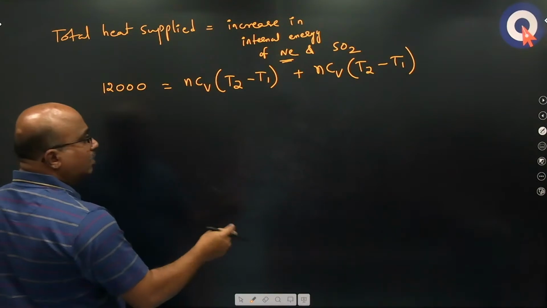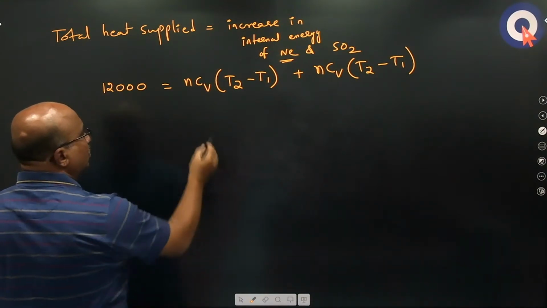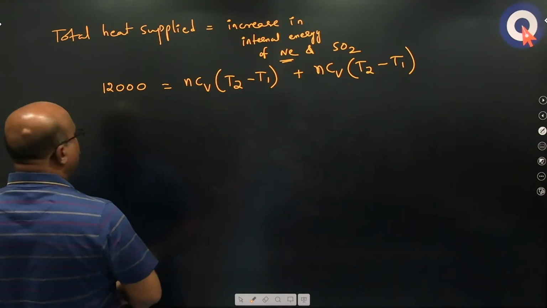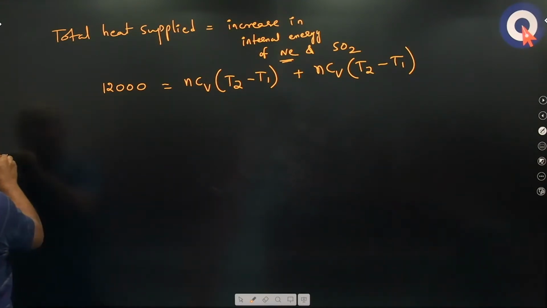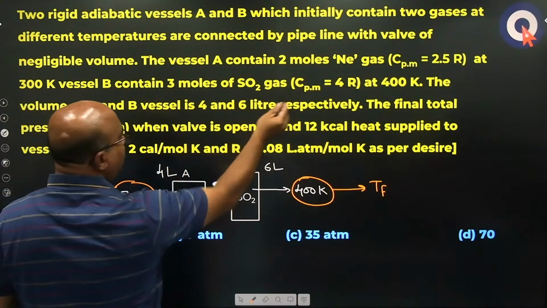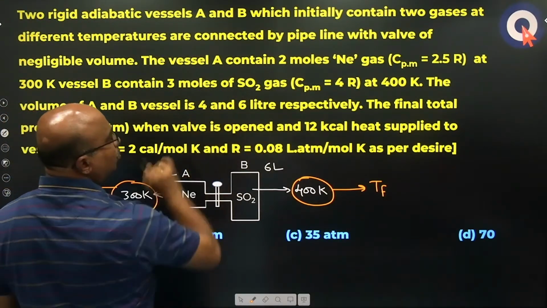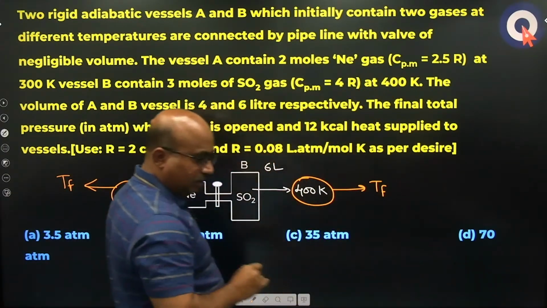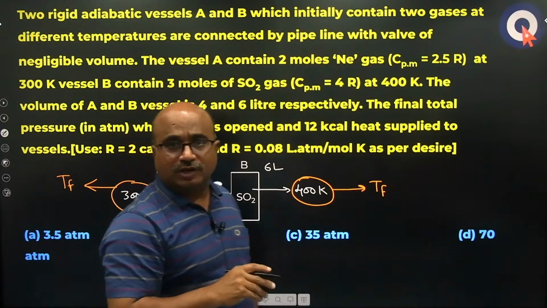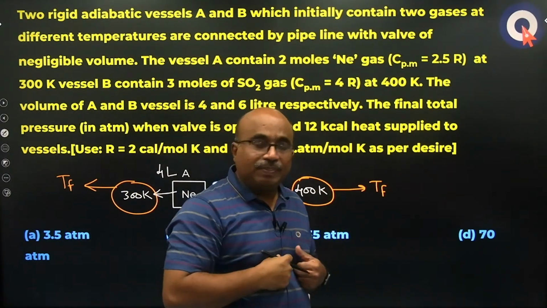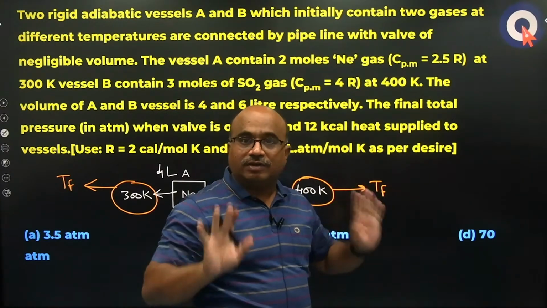But how much heat is there totally now? Let us see. What is n, the number of moles, that we have totally? According to this, there will be 2 moles of neon and 3 moles of SO2. The CP values are given for the gases, but what we are actually using is CV. Why CV, why not CP? Because the vessels are rigid vessels.